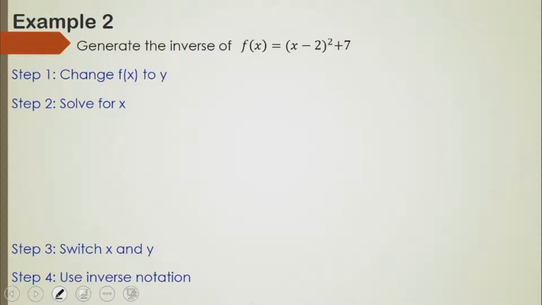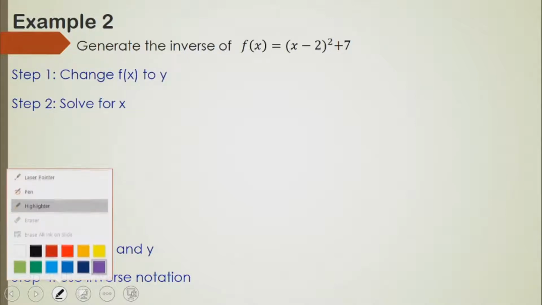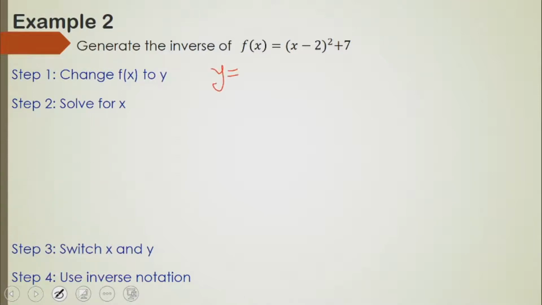Example 2, we want to generate the inverse of a quadratic now. So just like before, we need to change the f of x to y. We need to solve for x, so we have to eliminate the positive 7 by bringing it to the left. It will become a negative 7. So we have y minus 7 equals x minus 2 squared.